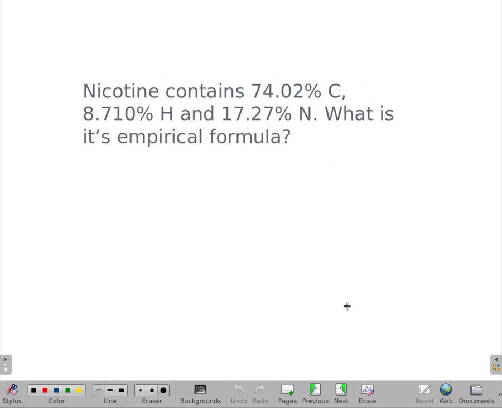We got nicotine, but this time I gave you percent composition. And we're going to use the percent compositions to turn those into masses. All right, so it's 74% carbon, and it's 8.710% hydrogen, and 17.27% nitrogen. Well, previous slide, we used these with grams. We're kind of going to do the same thing. We're just going to assume we have 100 grams, so each of these are just grams. And then our same first step applies.